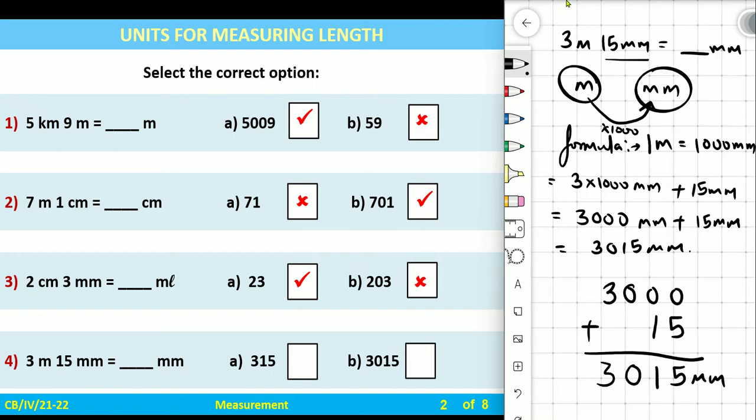Let's check whether the example is correct or not. Then we get the correct answer, 3015 millimeter. Yes.